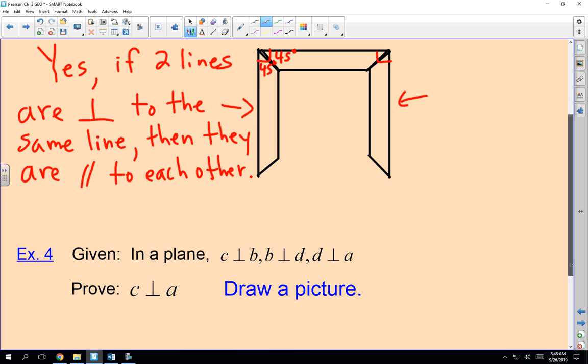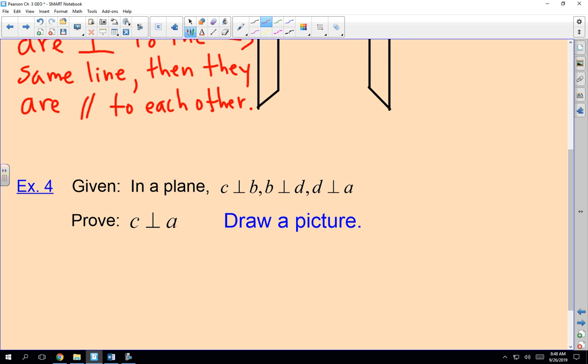Do a little proof by picture here. See if you can move through all this. There's something like this on your test here, but it says in a plane, C is perpendicular to B. So just draw two lines that are perpendicular, label one C and one B. So start with that. Doesn't matter where they cross. So call one C and one B like that.